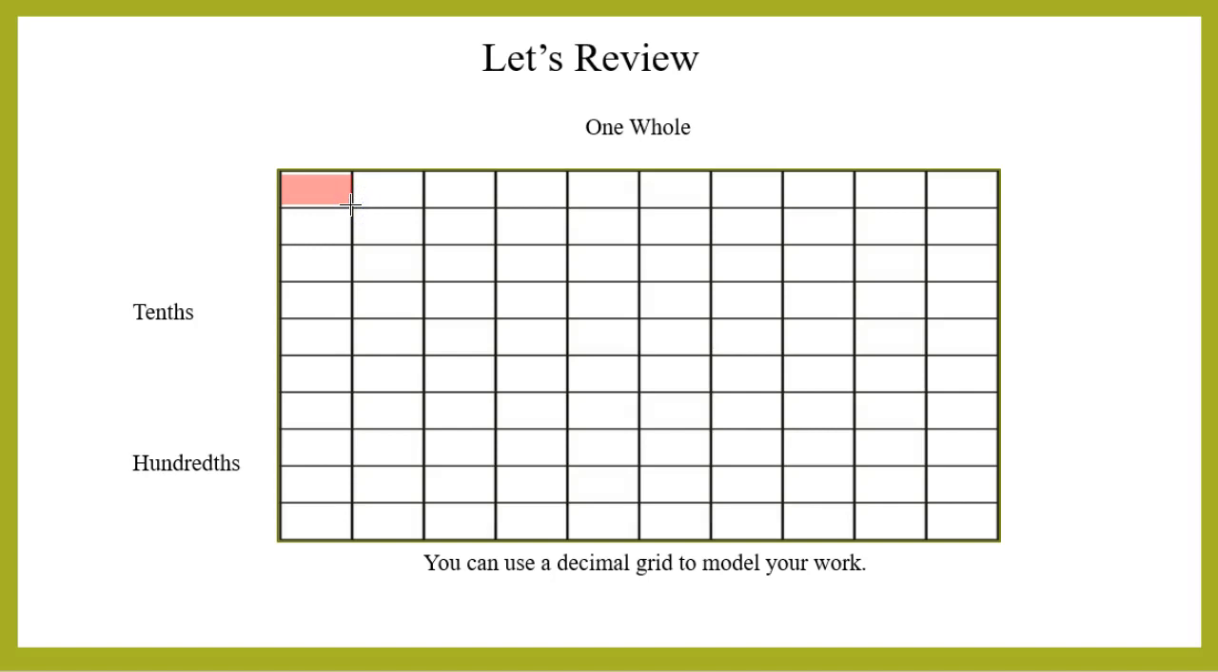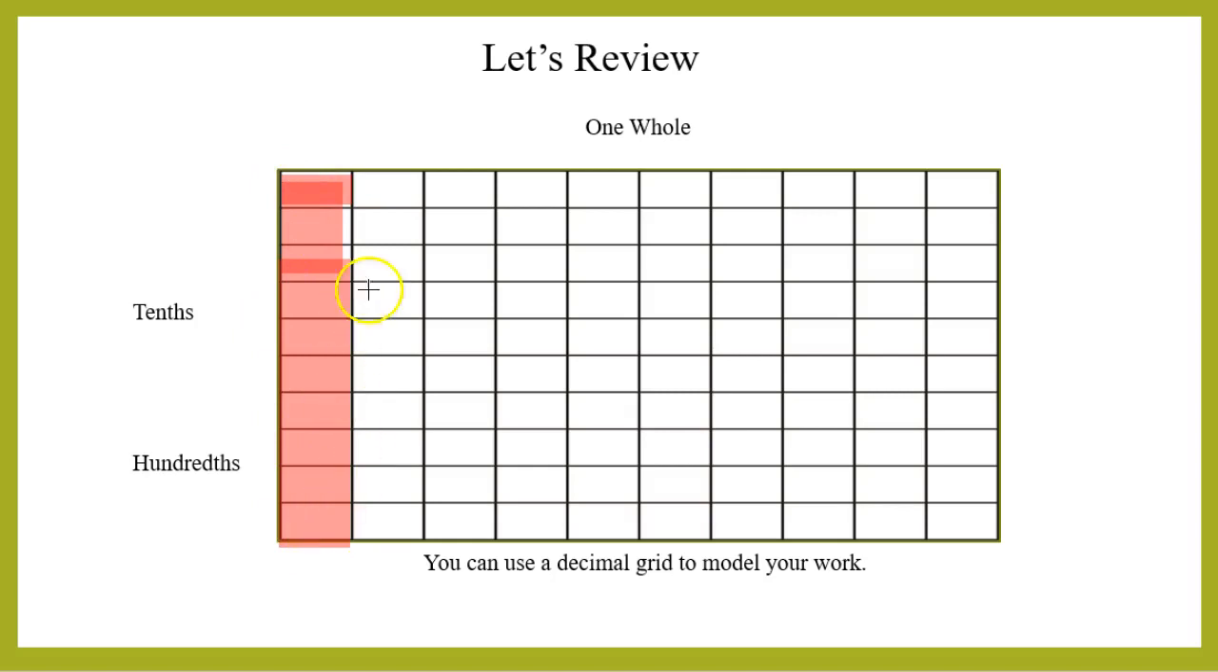Each column has 10 hundredths. 10 hundredths is equal to 1/10. 1, 2, 3, 4, 5, 6, 7, 8, 9, 10. 1/10.